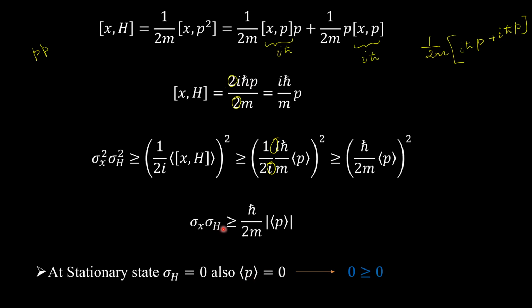If we apply this in this expression, since sigma h is 0, the left hand side is 0, and the expectation value of p is equal to 0, because it's a stationary state and there is no momentum. So naturally the right hand side is also 0. So effectively at the stationary state, we cannot predict anything about sigma x and sigma h. So with this we will move on to the next problem.